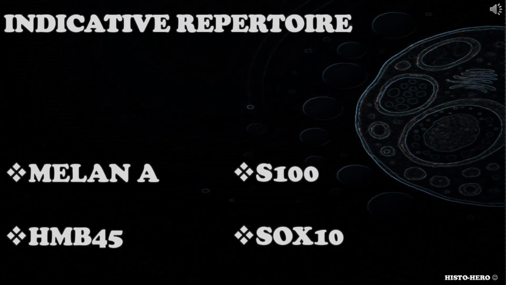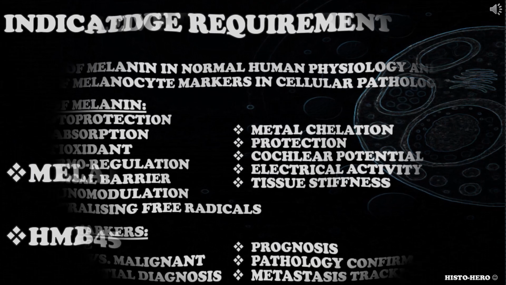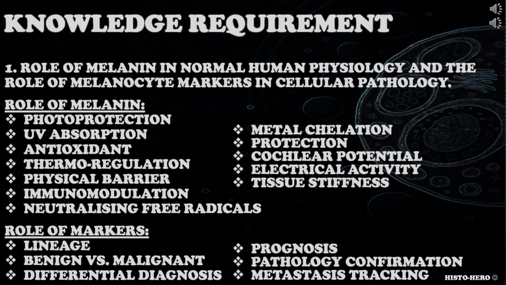The portfolio offers indicative repertoire for this subsection that includes Melan A, HMB 45, S100, SOX 10. Knowledge requirement is what is expected of you to know and understand to demonstrate your knowledge is at the specialist level. Think about what knowledge you had as a Band 5 BMS. How would that differ to the knowledge as a Band 6 BMS? That specialist level of knowledge would allow you to troubleshoot, problem solve, verify, validate, help others and maintain high-quality service.